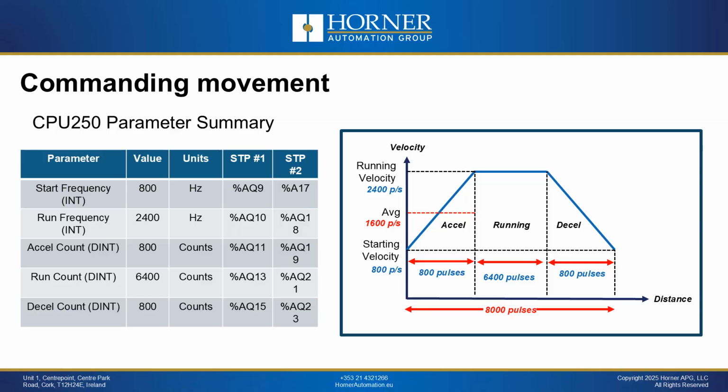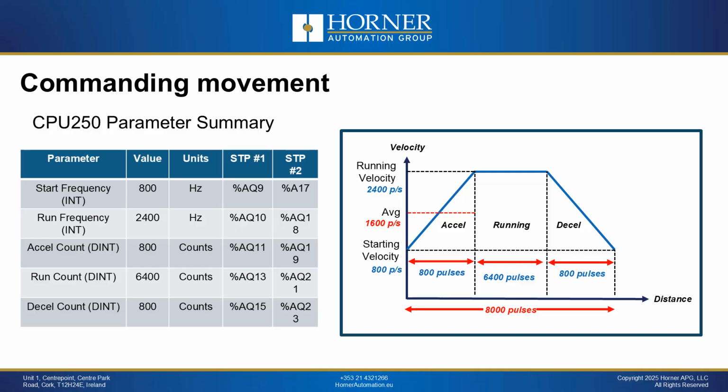Now, what velocity do we want to run at? What number of pulses per second do we want to run at? Let's say that our max speed we want to run at for the move is 2,400 pulses per second, and we are going to start with a velocity of 800 pulses per second. That means during acceleration we are going to have an average of 1,600 pulses per second, as you can see there on the chart. So how do we get these numbers to the CPU 250?